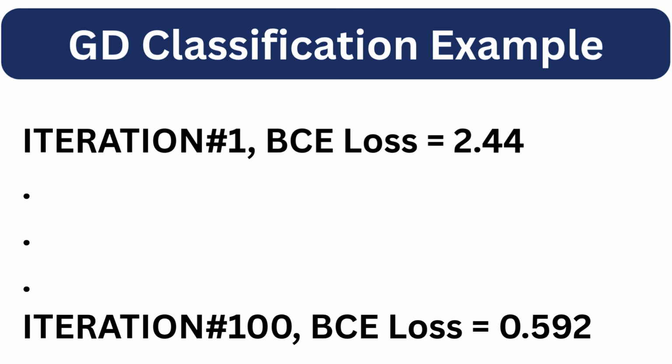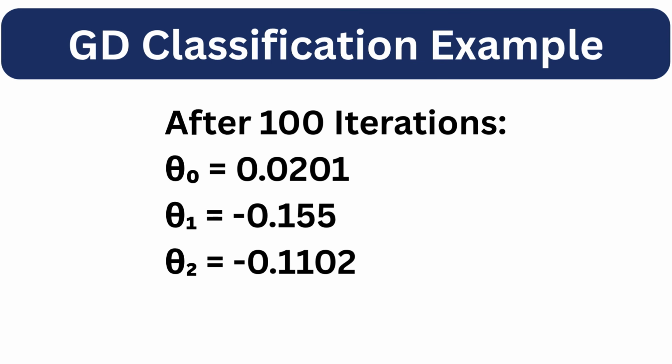The initial loss at the first iteration would be 2.44. But when you repeat this process for 100 iterations or 100 epochs, the loss will minimize to 0.59. After 100 iterations, theta 0 will become 0.2, theta 1 will become negative 0.15, and theta 2 will become negative 0.11.